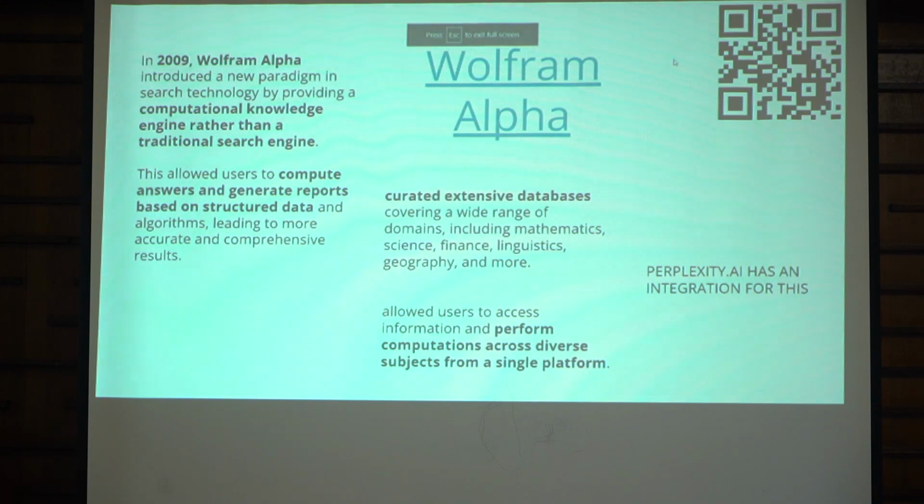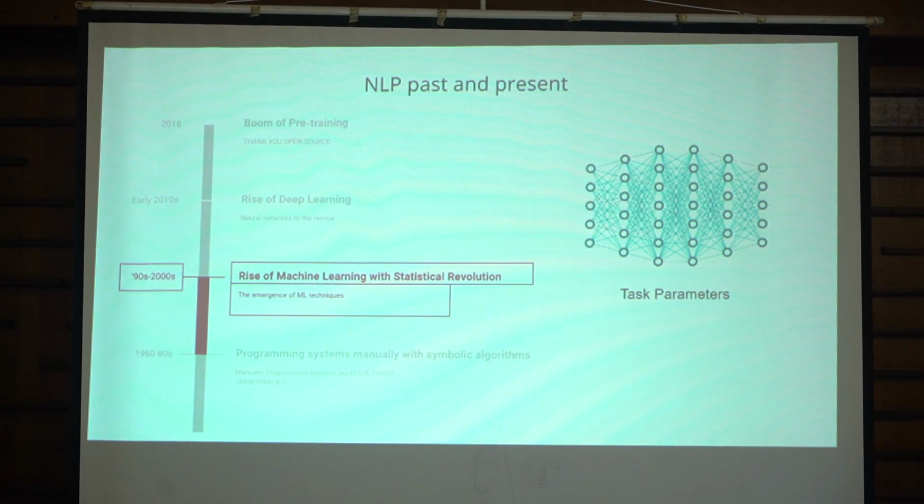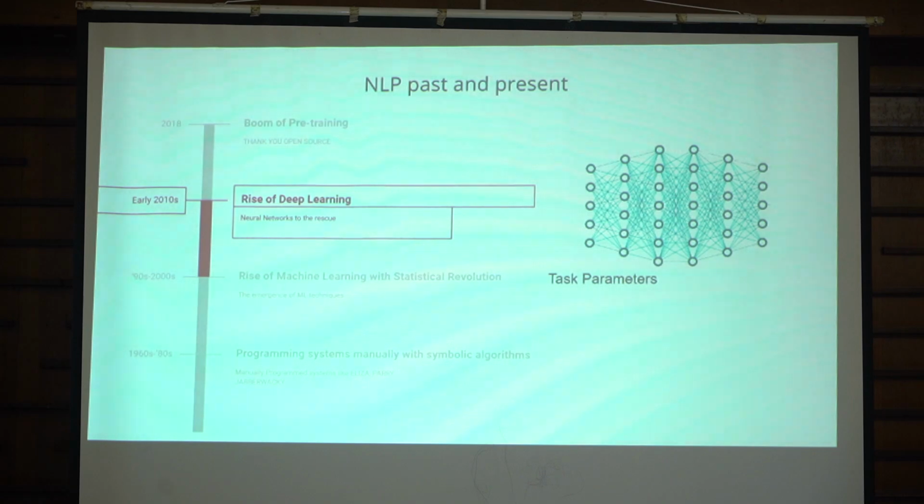So with this, we are done time traveling back to the present. Around the 2000s is when the statistical revolution came into the picture, and then in the early 2010s, the rise of deep learning started. This also has a very interesting history. The rise of deep learning started with a research paper called AlexNet.